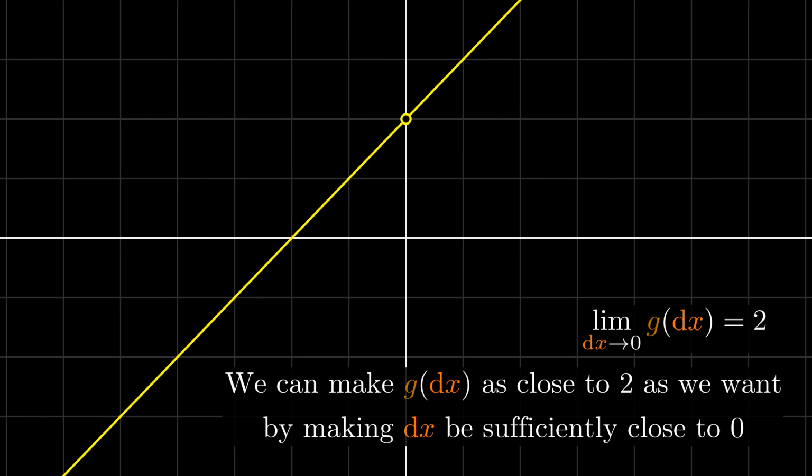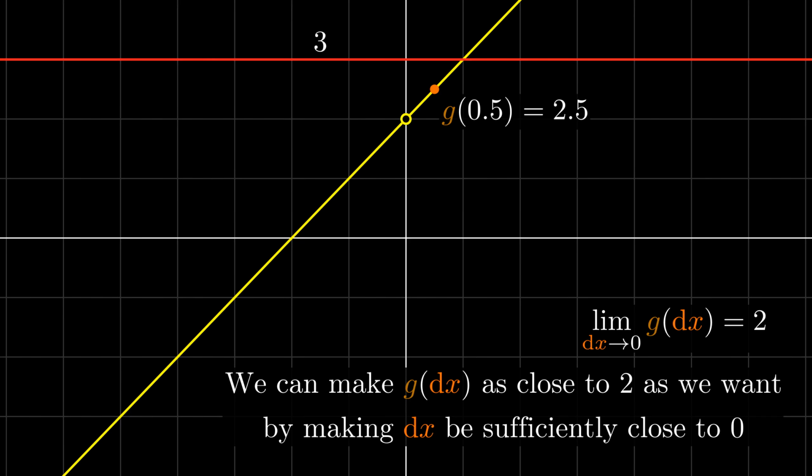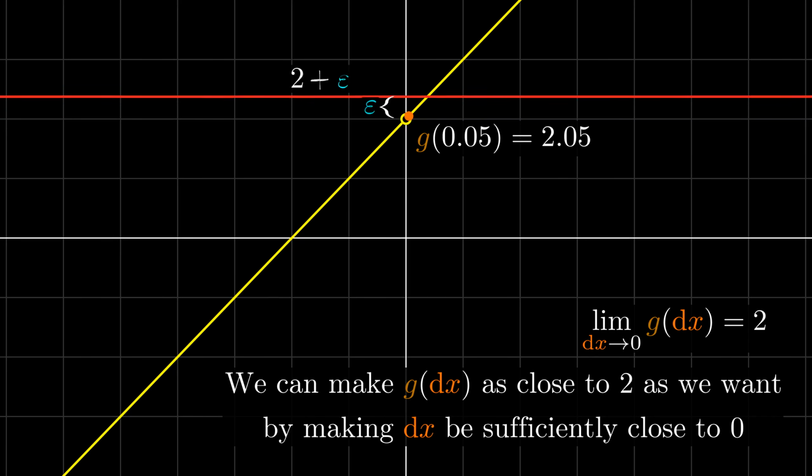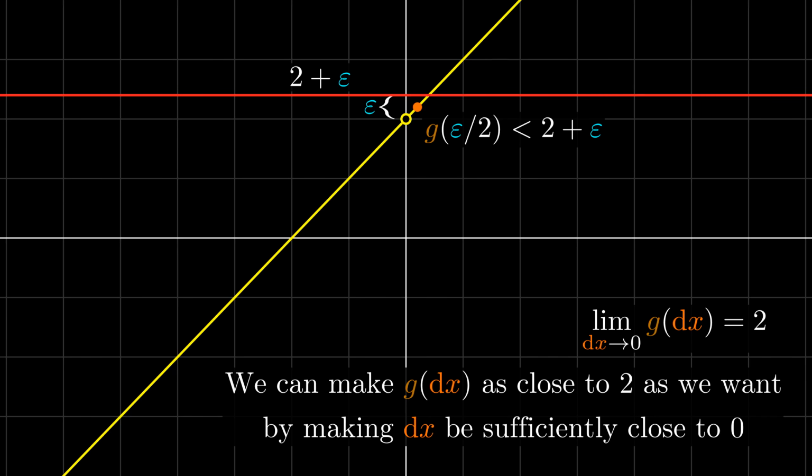If we want to get g of dx less than, say, 3, we can pick dx to be, say, 0.5. If we want to get g of dx less than 2.1, we can pick dx to be 0.05. In general, for any value greater than 2 by some amount epsilon, we can pick dx to be some value less than epsilon, such as epsilon over 2, and then g will be less than 2 plus epsilon.